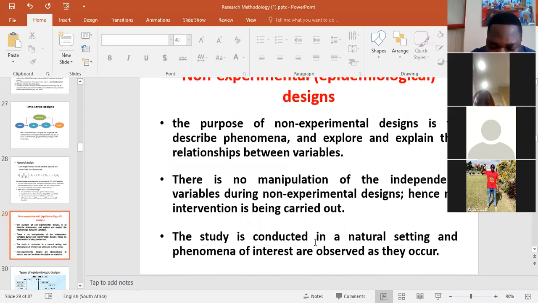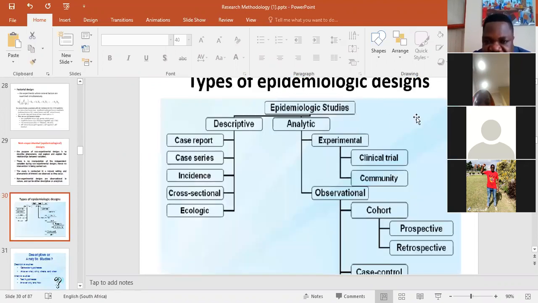But with the exception of one type of that design that we call randomized control trials, which is considered an experimental design. I don't know why they classify it not under true experimental design, but they put it under epidemiological design. So probably the reason is that the study is conducted in a natural setting and the phenomena of interest are then observed as they occur. So this is a summary of epidemiological design.